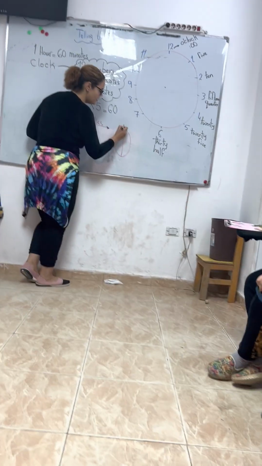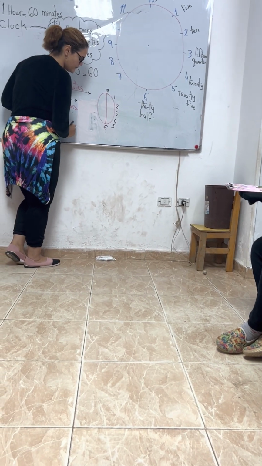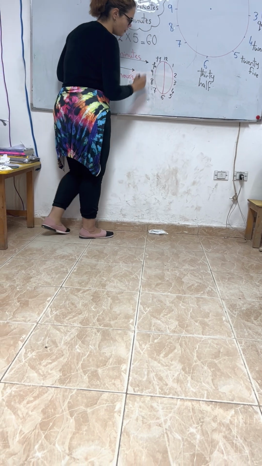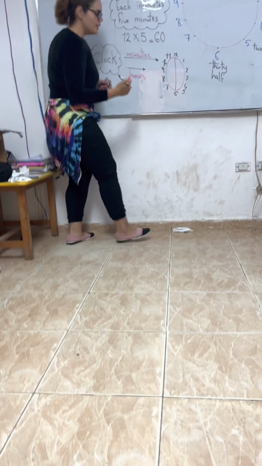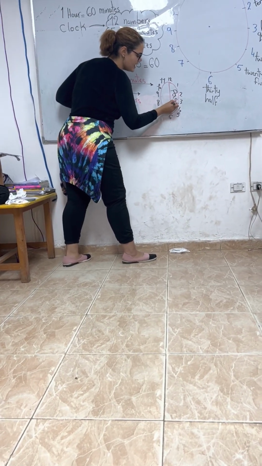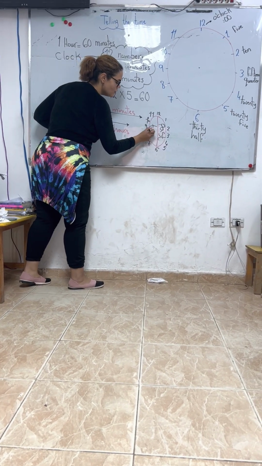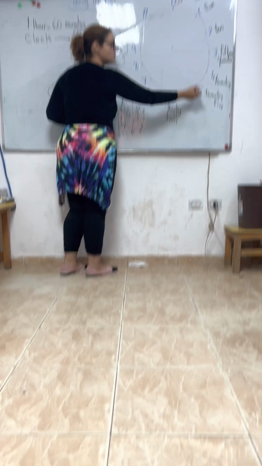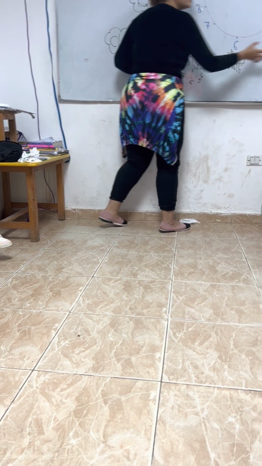The first one here has 12, 1, 2, 3, 4, and 5, and here is what? 6. And here 7, 8, 9, 10, 11. If you are talking about this part, we say past. If you are talking about that part, we say to. Great job. So here it can be not only 35, it also can be 25 to.